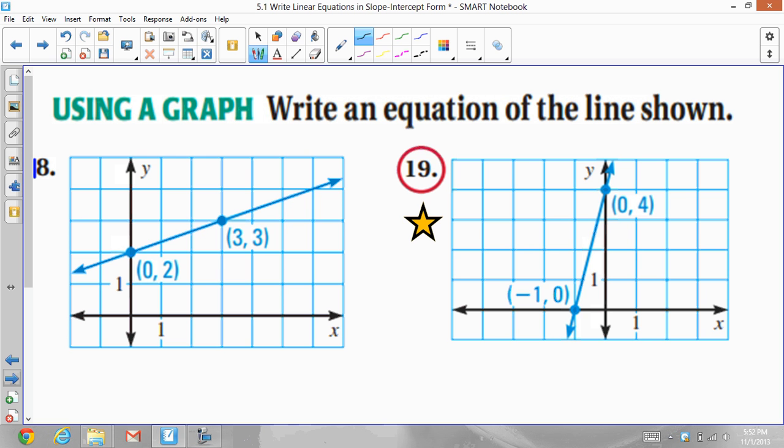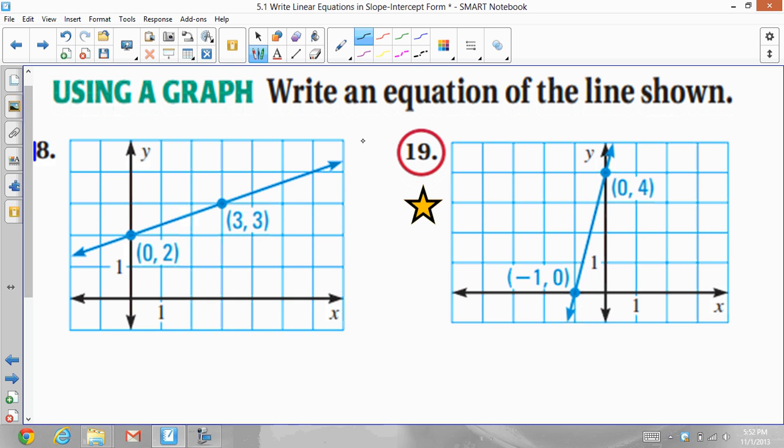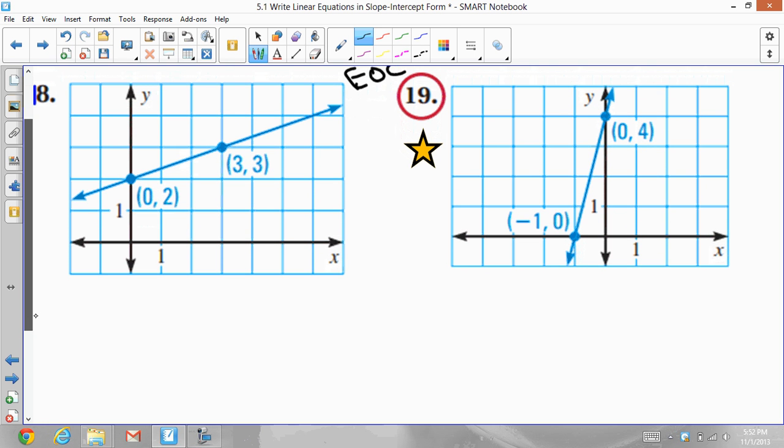Question number 19. You are given a graph and you're given 2 points on the graph and you're asked to write an equation using the graph. You are going to find many questions on your EOC where you're given the graph and you're asked to write the equation. It does not matter what method you use for writing an equation. So let's use the slope. So you got -1, 0 and 0, 4. So I'm going to write it as -1, 0 and 0, 4.